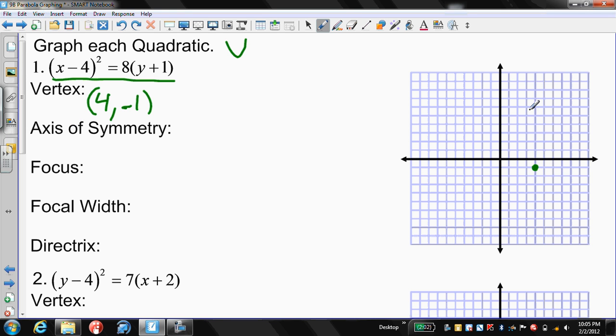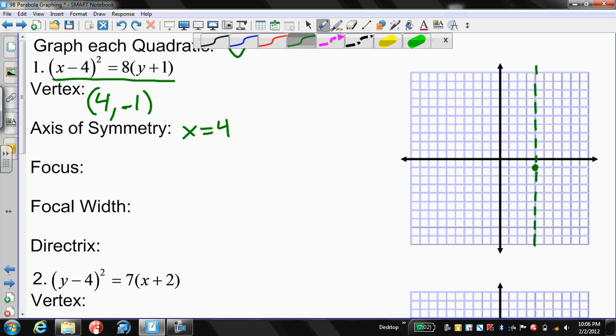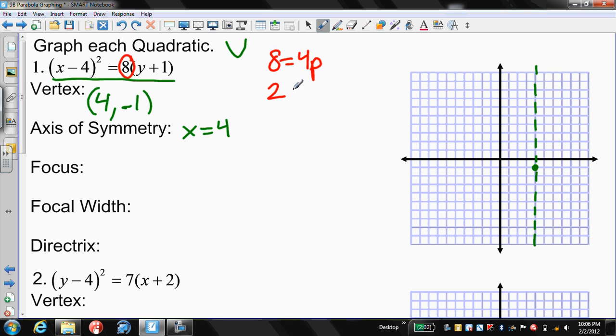Okay. Axis of symmetry. Now again, this is vertical, so I'm going to go ahead and draw my dashed line right away. I want to get these down right away so I don't get confused on what's what. Okay, and that's going to simply be x is equal to 4 because it's a vertical line going through the vertex. Now the focus, we have to find p. So what I'm going to do, I'll do this in a different color, is I'm going to highlight this value here, and I'm going to set that value equal to 4p. And if you solve for p, notice p is 2.